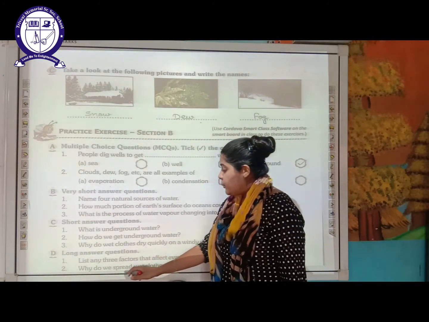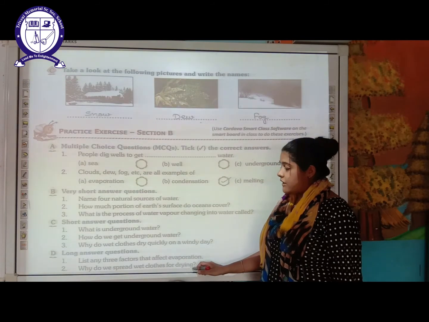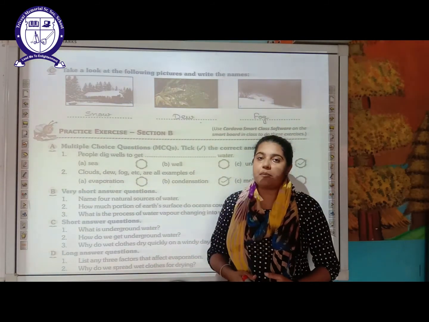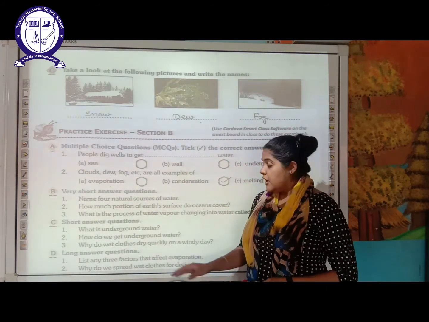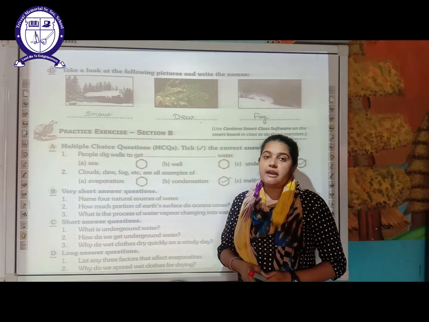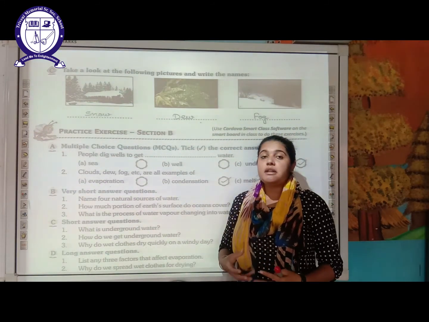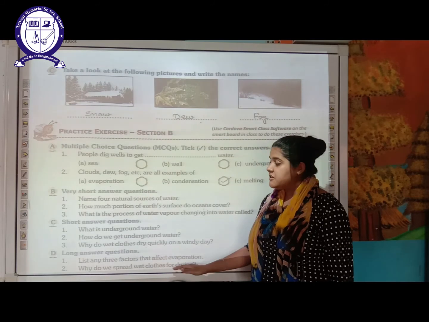Lastly, why do we spread wet clothes for drying? So we spread wet clothes for drying because the rate of evaporation is much faster when the exposed surface area is more. When you spread them completely, the rate of evaporation will be much faster.